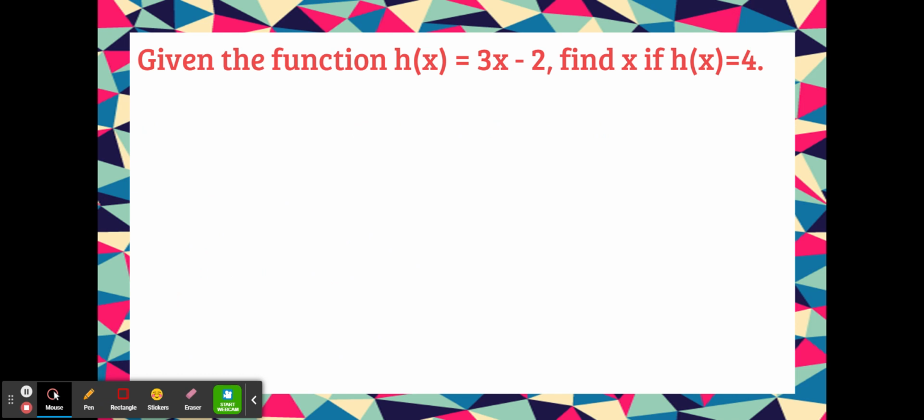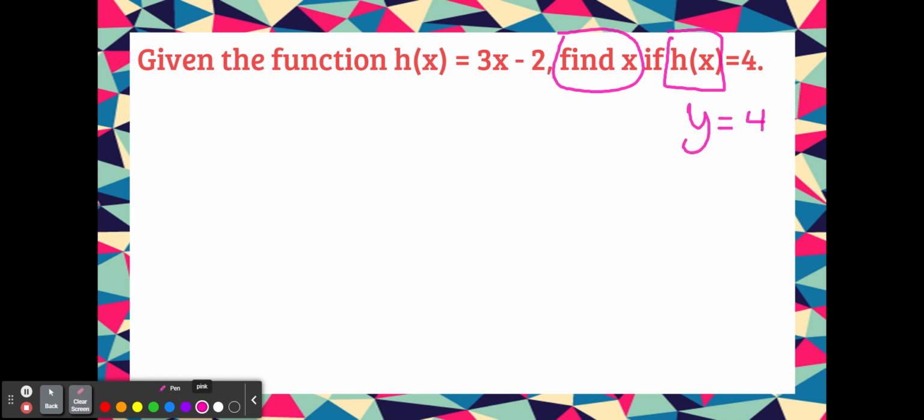All right, so this one says, given the function h of x equals 3x minus 2, find x if h of x equals 4. If you notice, this one's very different because it's not asking us what h of x is, it's asking us to find x. Remember, h of x is another way of saying y. So this really said y equals 4. So we're going to substitute the 4 into this location.